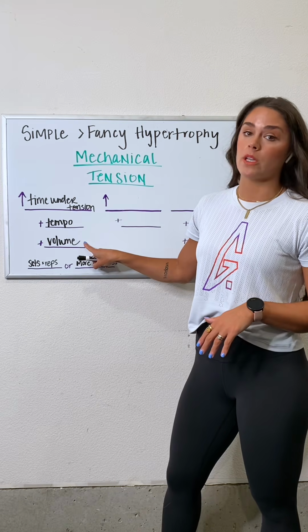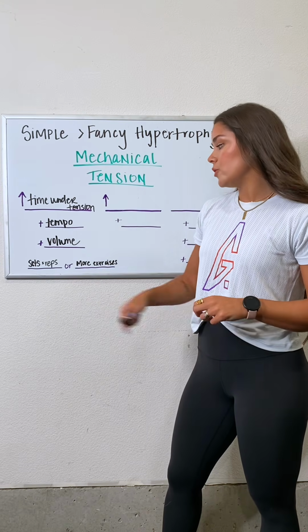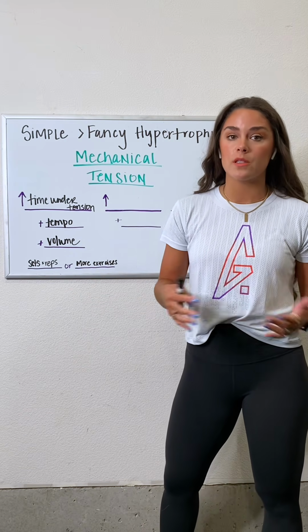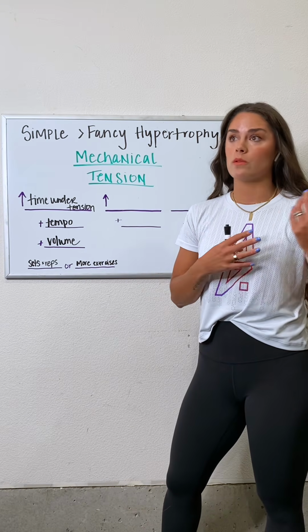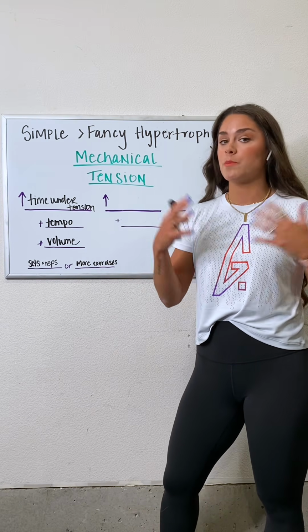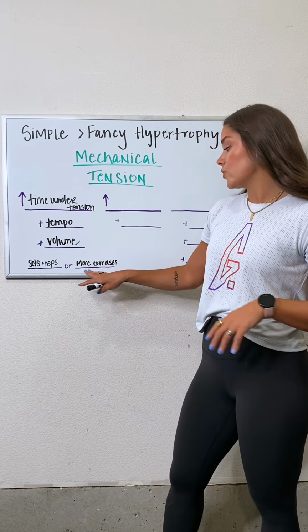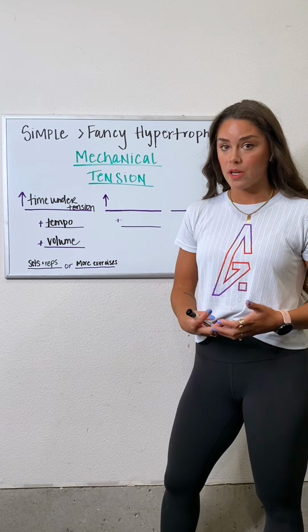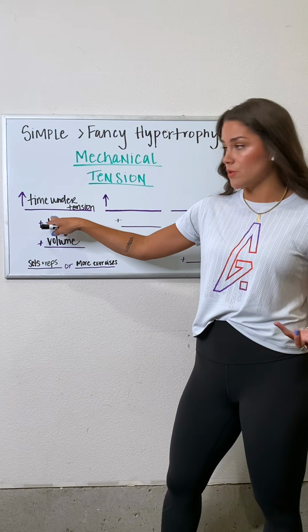Volume is another way that we can manipulate time under tension, and you can do that in a few ways as well. You can add sets and reps to a given exercise. You were doing squats for 3 sets of 8, now you're going to do 3 sets of 10 and or 4 sets of 8. You are adding sets or reps or both to the same exercise that you were previously performing, or you can add more exercises that hit that same muscle group, that have the same target, and are going to add additional time under tension to a given muscle group.